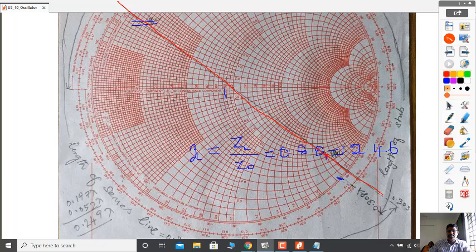So this is the ZL. Now you have to draw a circle with a radius from the center of the Smith chart to this point ZL. It is best practice to draw a circle.